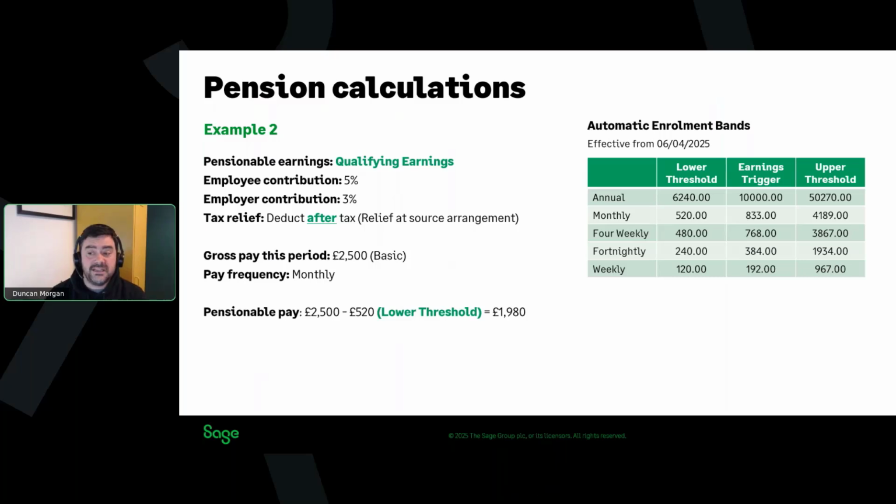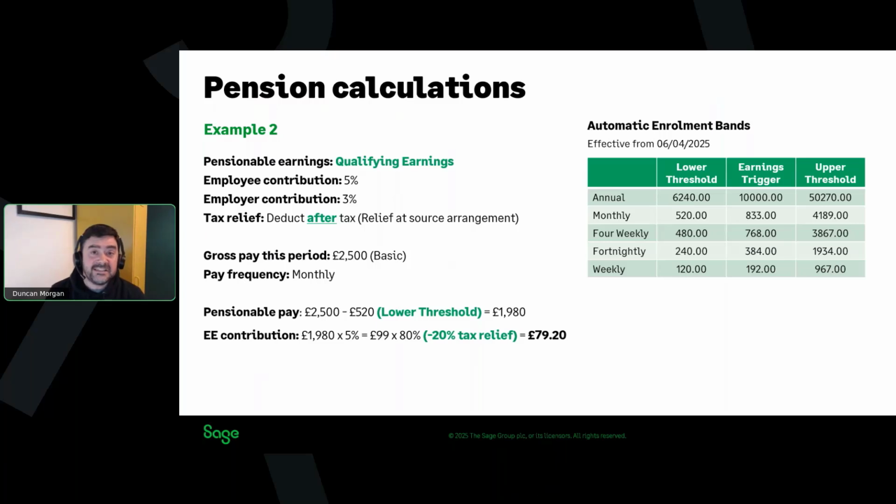So step one is to establish the pensionable pay. And because this one uses qualifying earnings, and the total gross pay is below the upper threshold for monthly paid employees, all we need to do is to deduct the lower threshold from the gross pay. So £2,500 minus 520 leaves us with pensionable pay of £1,980.